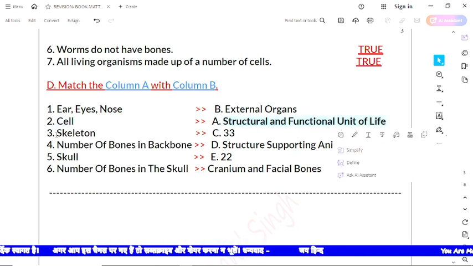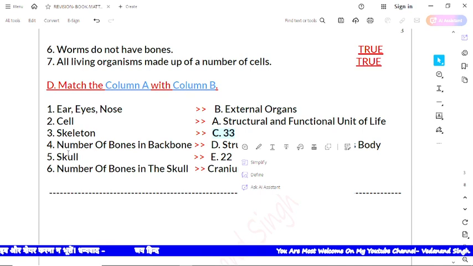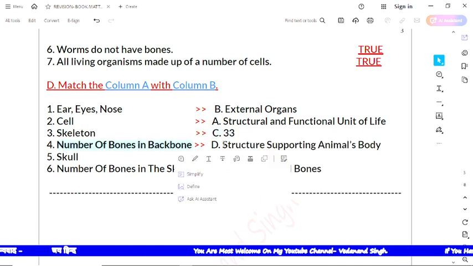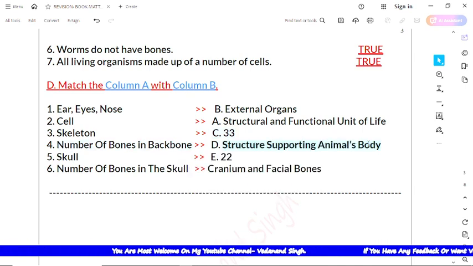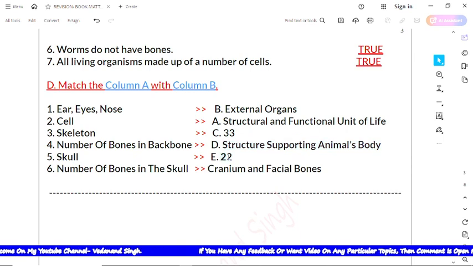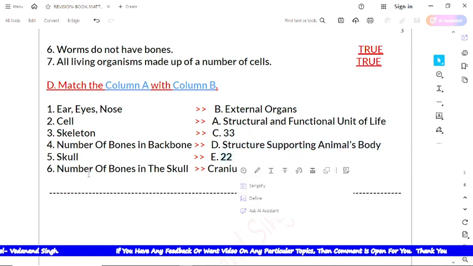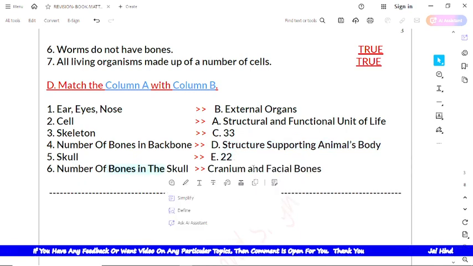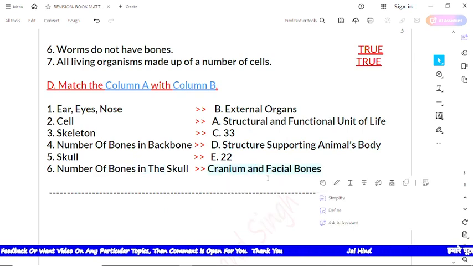Now the third is skeleton. Skeleton, the structure supporting animals' bodies. D is the correct option for this question. Number of bones in the backbone: 33. Skull: 22 is the correct answer. Now the next is number of bones in the skull, that is cranium and facial bones. That is the correct option for the question.